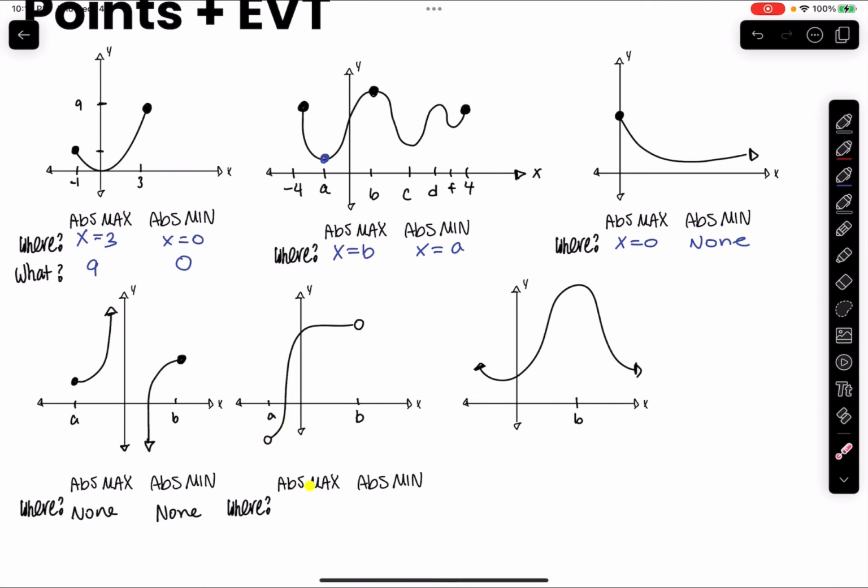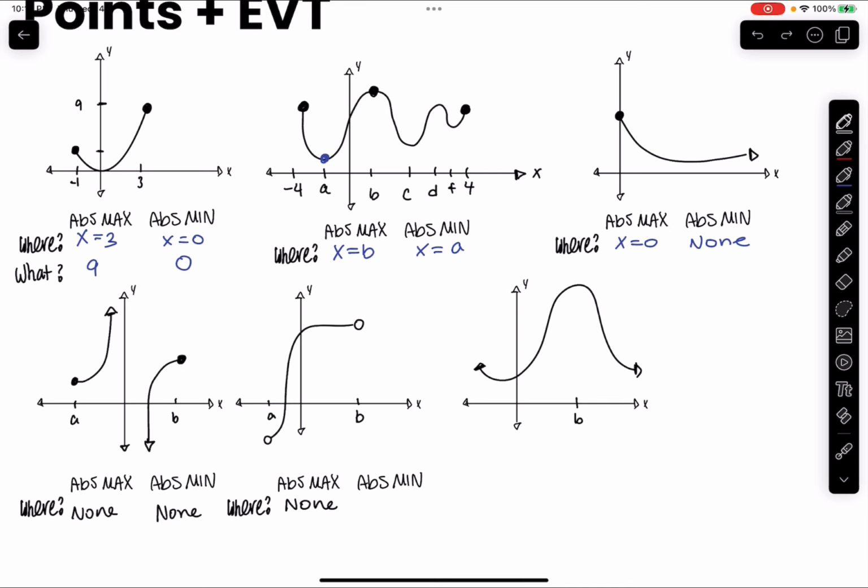To find the absolute maximum, we ask ourselves, where is the highest point on this graph? Well, I would think it's this one, right? If we draw a line through it, you would think it's that one because it is kind of the highest point, but it's not closed. We don't include it. It's not defined in this function, and so therefore there is no absolute maximum because it literally is not defined in this function.